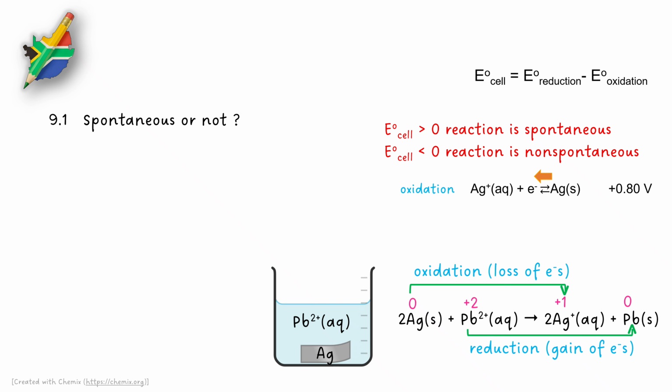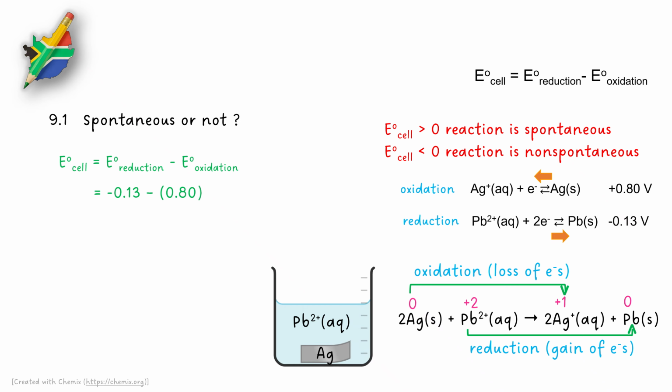Then lead 2 plus ions each gain 2 electrons and are reduced to lead metal. This is the half equation which we must look up on the table of electrode potentials. The equation as written from left to right is a reduction, and its associated electrode potential is negative 0.13 volts.